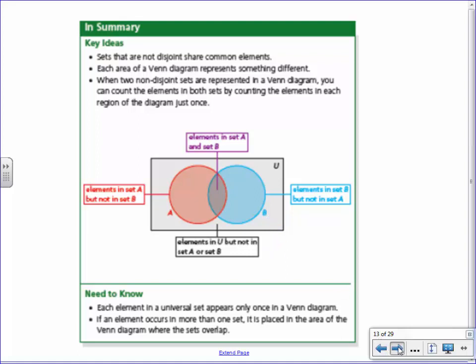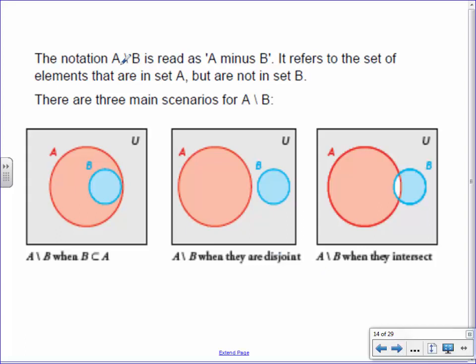Yeah, let's move on. You get this part. So this right here is the new one that I just showed you. It's A/B. The way it's supposed to be read is A minus B. So A minus B basically says find everybody in A, but don't count the ones also in B. Okay. So here's the 3 ways you can have A/B.